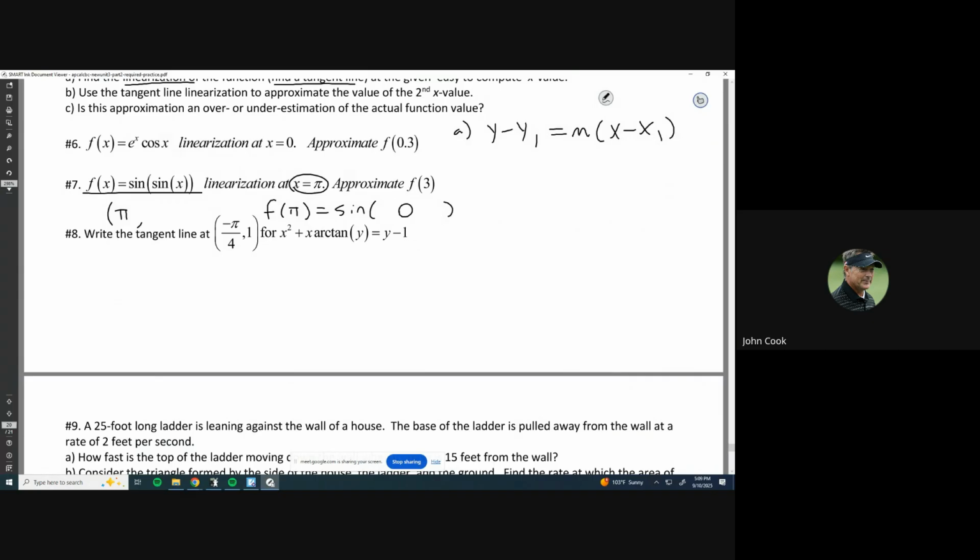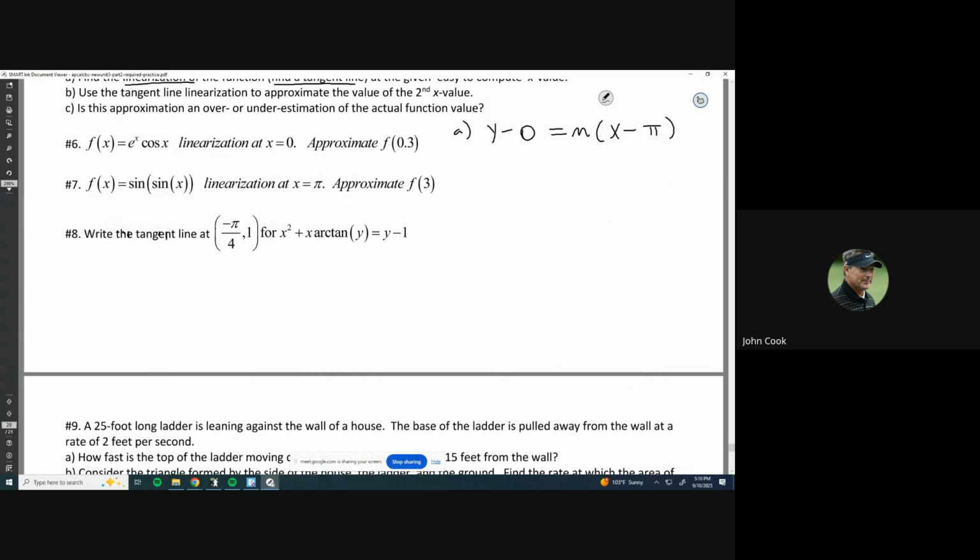And then sine of 0 is also going to be 0. So we get 0 for our y value. Okay, so there's our coordinate that gives us the x1 and y1 value that we're going to plug in. So 0 goes in for y, pi goes in for x. All right, so now we just need to find the slope of the tangent line.